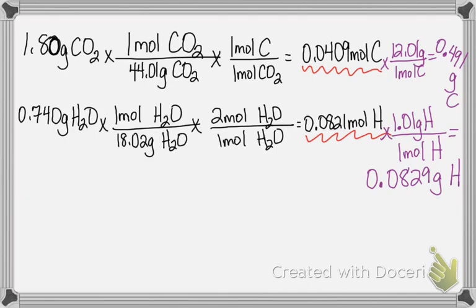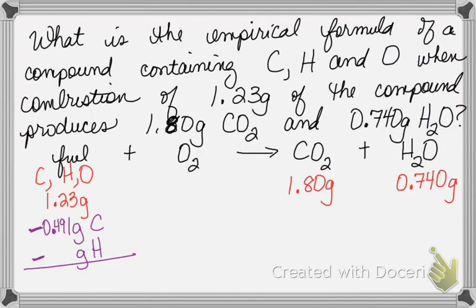Okay, what do I do with that number, that 0.082 whatever? Where do I put that number? Yes, I go back to my fuel, which was total 1.23. I've got the carbon to subtract out, the 0.491. Now I also subtract out the hydrogen, which is 0.0829 grams. So now I can figure out how much of that fuel was oxygen. So calculate that.